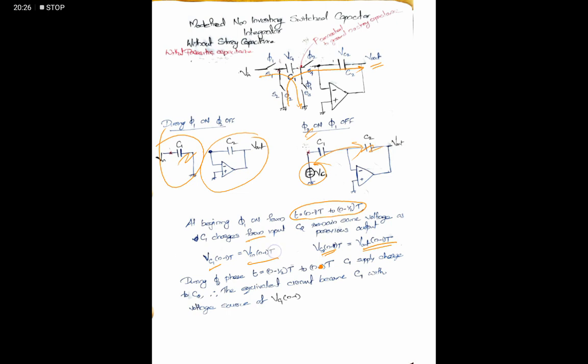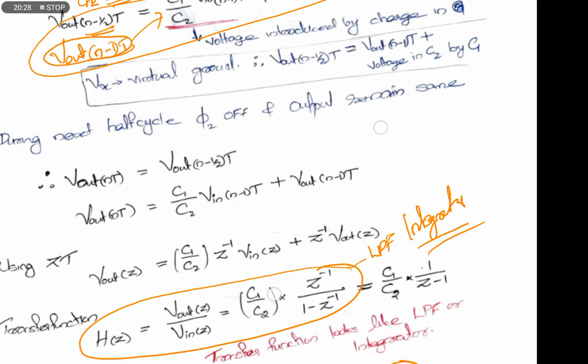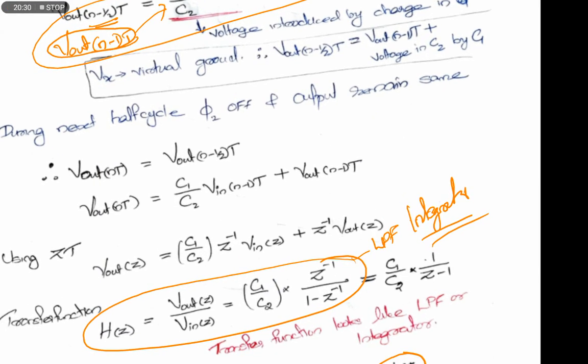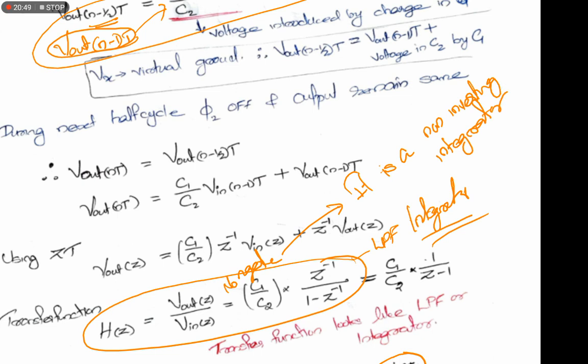Next, one more thing we need to note: the output voltage V0 by Vz has no negative sign. So this means it is a non-inverting integrator. Okay, just note that one.